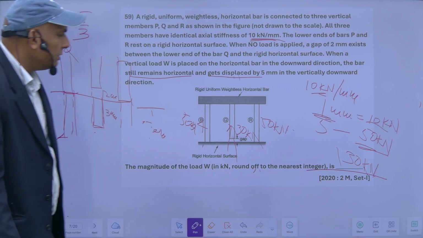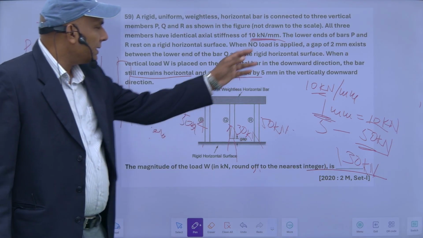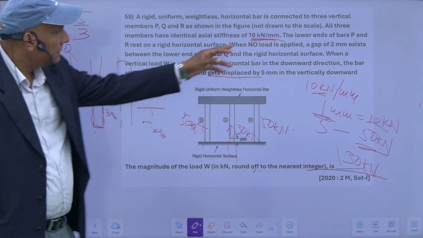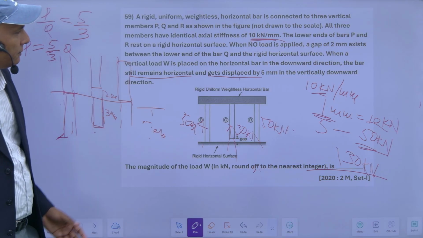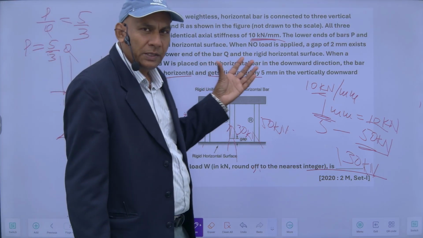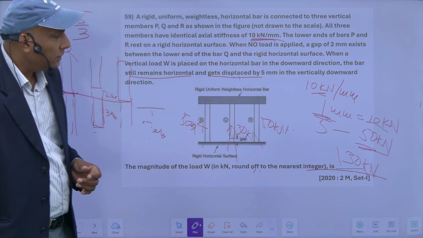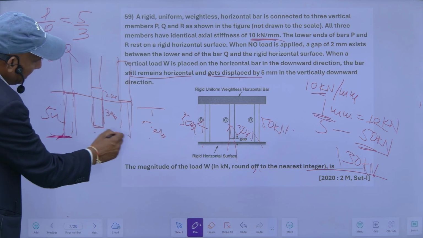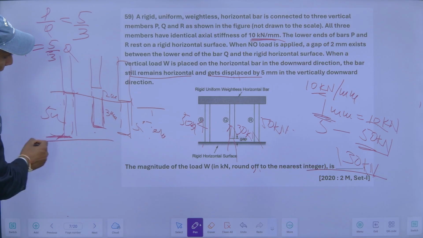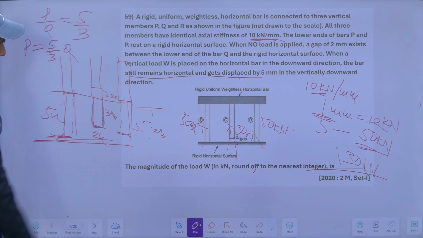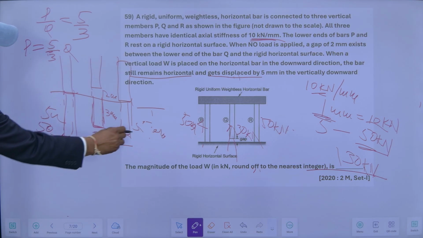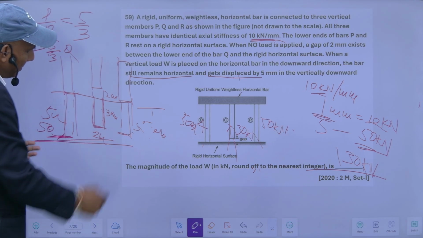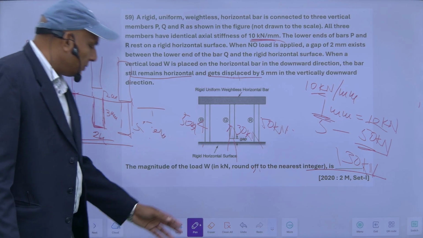So this is a very simple question. Mistakenly I had taken this as AE. So this is axial stiffness 10 kilonewton per mm, means for 1 mm displacement there is a force of 10 kilonewton, and my displacement in this case is 5 mm, in this case it is 5 mm, in this case it is 3 mm. So it will be 50 kilonewton plus 30 kilonewton. So total load will be 50 plus 50 plus 30, it will be 130 kilonewton.